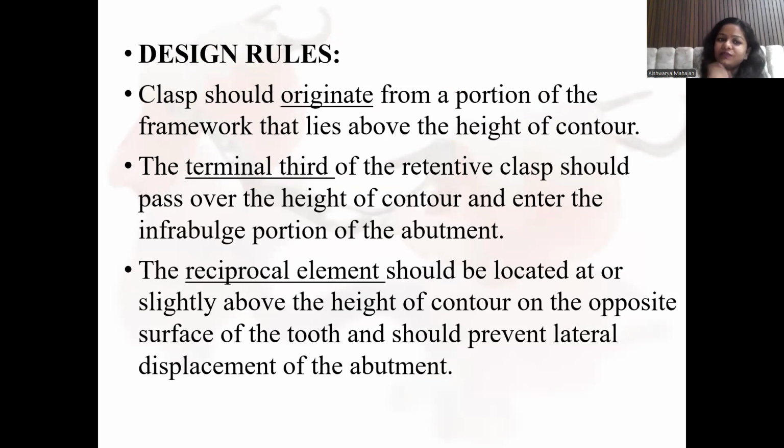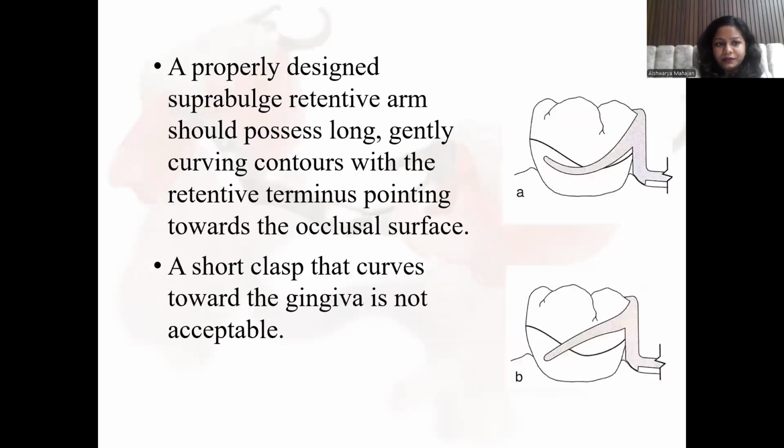First, the clasp should originate from a point of the framework that lies above the height of contour. The terminal third of the retentive clasp should pass over the height of contour and enter the infrabulge portion of the abutment, and the reciprocal element should be located at or slightly above the height of contour of the opposite surface of the tooth and should prevent lateral displacement of the abutment.